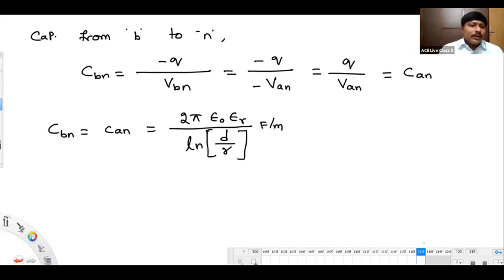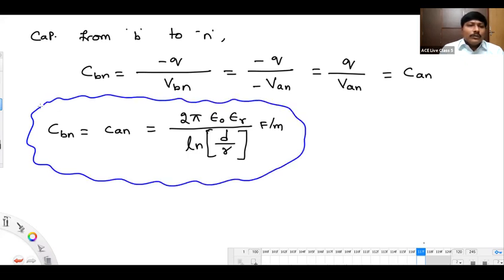D by small r. So capacitance from conductor B to neutral and conductor A to neutral is 2 pi epsilon naught epsilon r by ln of d by r. Just think about this one. What is the epsilon naught value? Epsilon naught is 8.854 into 10 power minus 12 farad by meter.